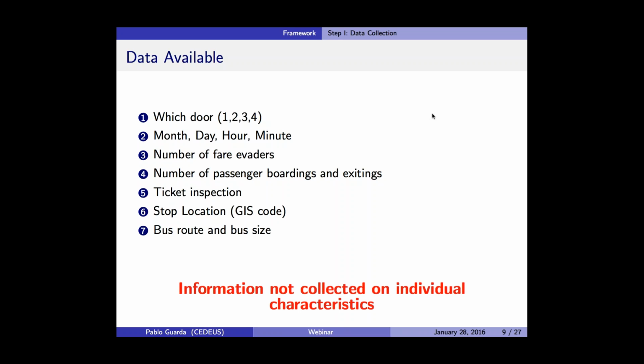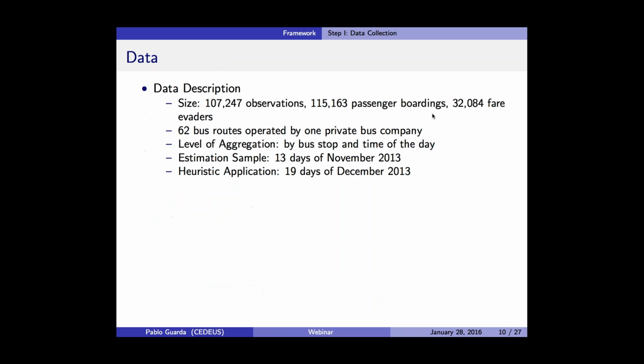But it should be noted the information on individual characteristics was not collected, so we can't include in the model variables such as the gender of fare evaders, the age, as well as other socioeconomic variables, which would be very interesting to analyze this phenomenon. But it's a limitation of this study. Our objective was to take advantage of all the explanatory power that can be provided by the database to estimate the regression models.